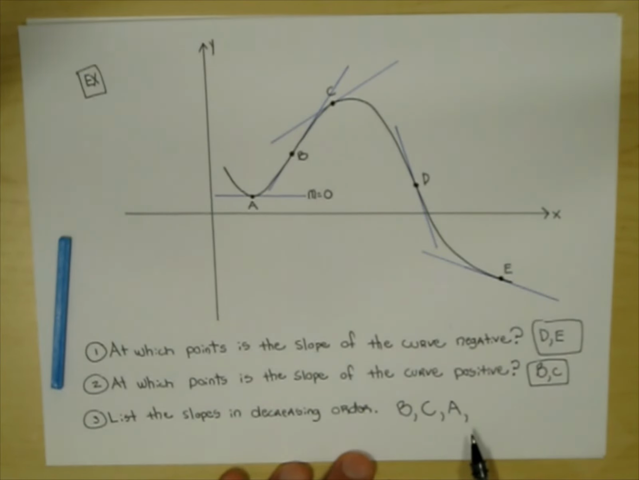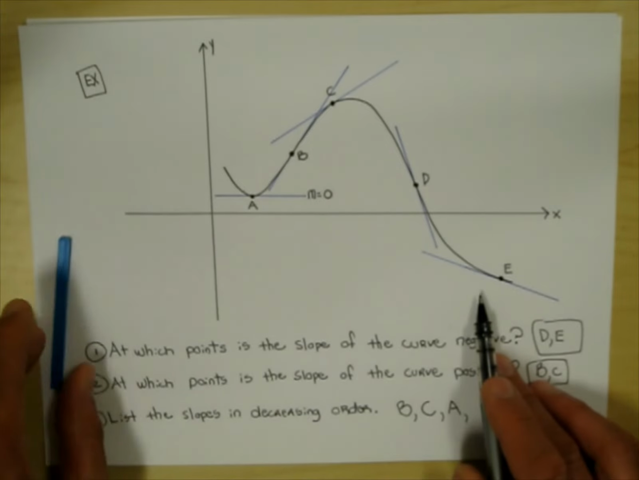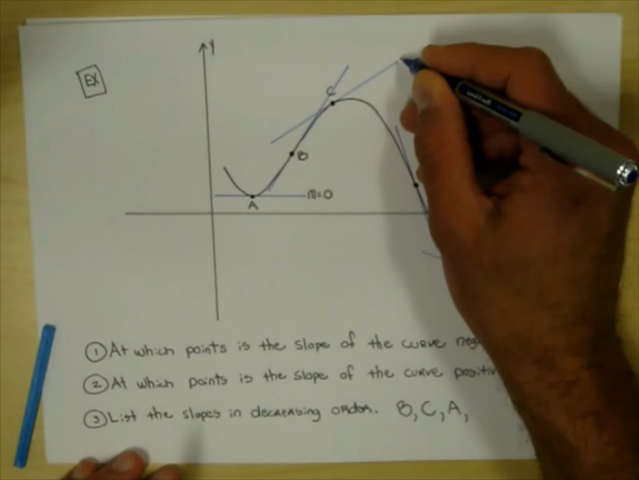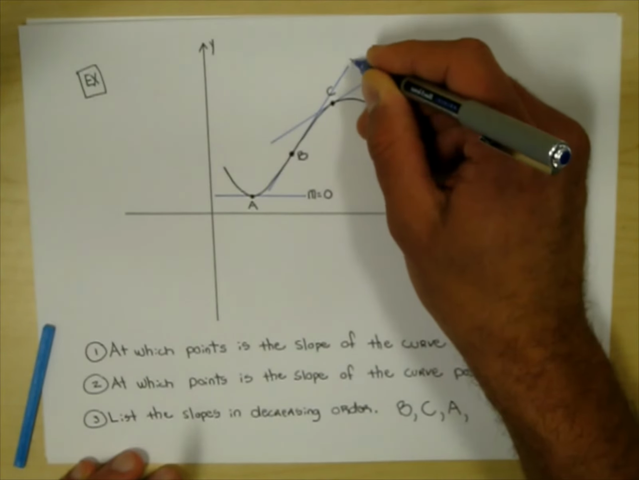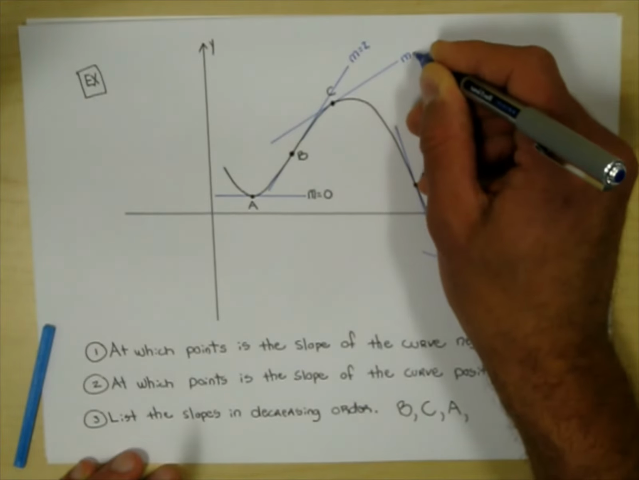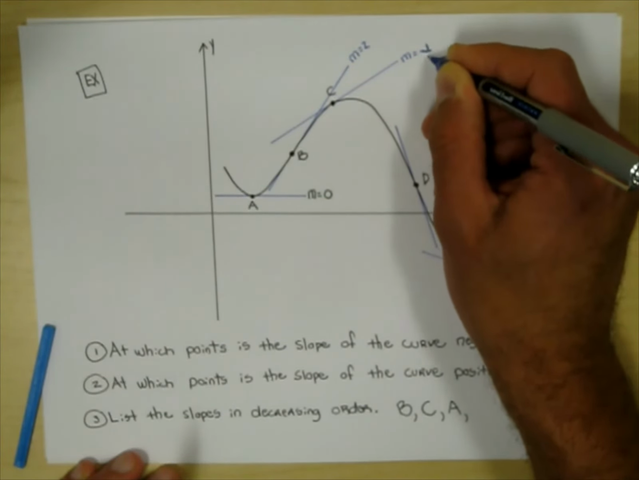Now this gets a little tricky because some of you might be confused. Which one should I put first? Let's just make up the numbers here, okay? I know this is not very mathematical, but maybe this one had slope of 2 and this one had slope of 1/2.